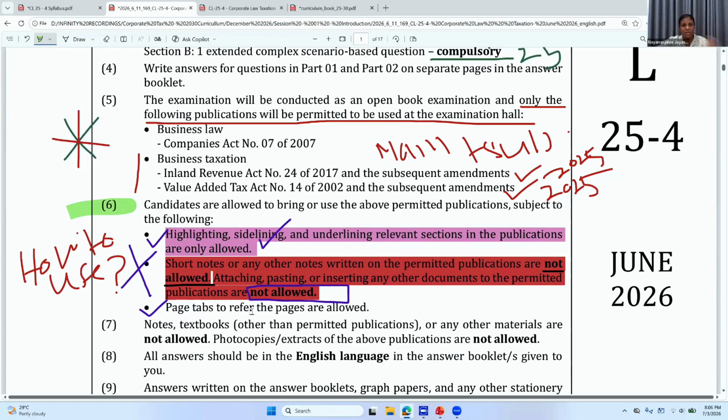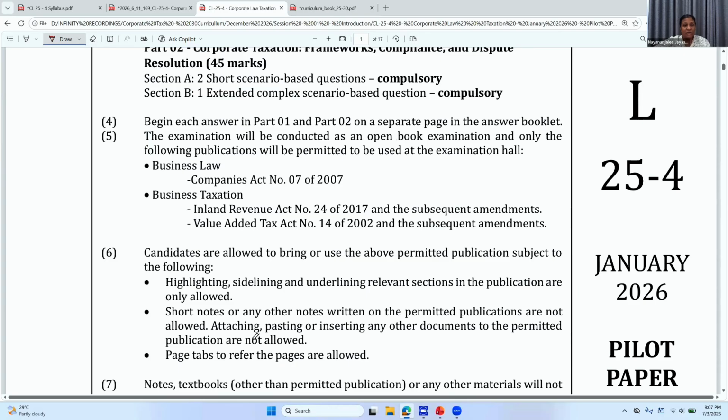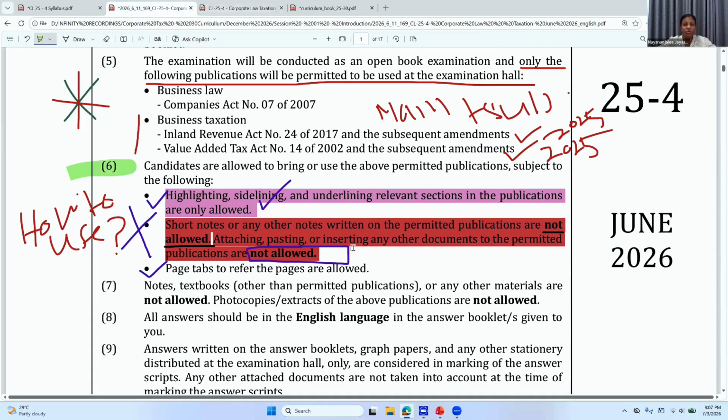This has been communicated by the institute, CA Sri Lanka, if I'm not mistaken, in February 2026, and these things are also on the website. Anyway, it's in your paper as instructions to candidates. It has even been given in the pilot paper, very clearly mentioned. This is for your awareness, so this is very, very important.